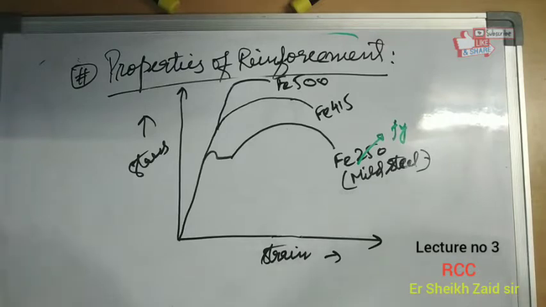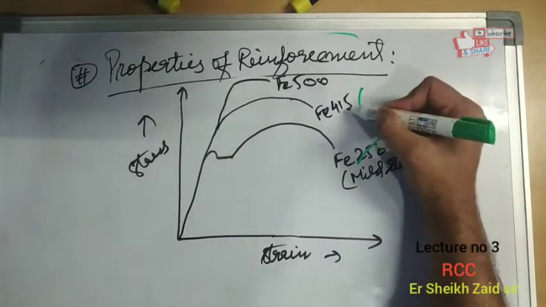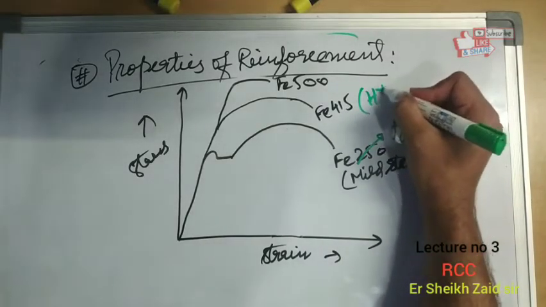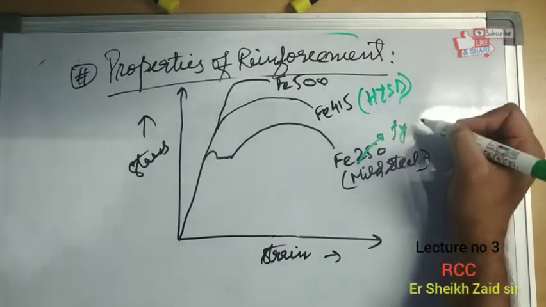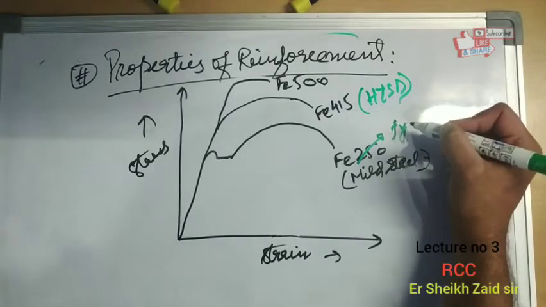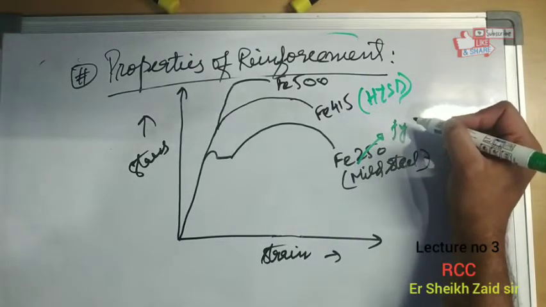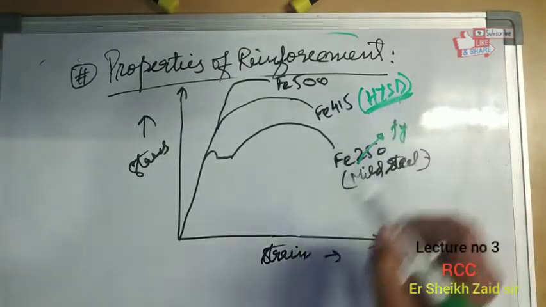Now there are some types. One is cold twisted bar. These are HYSD and these are of grade 415. The full form of HYSD is high yield strength deformed bars. So these are also used as reinforcement.